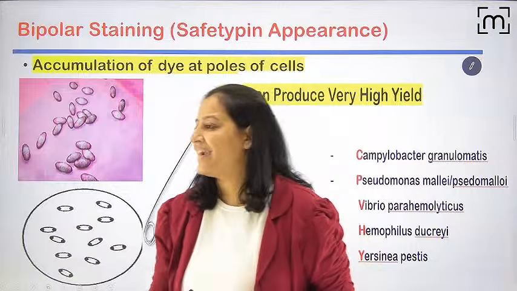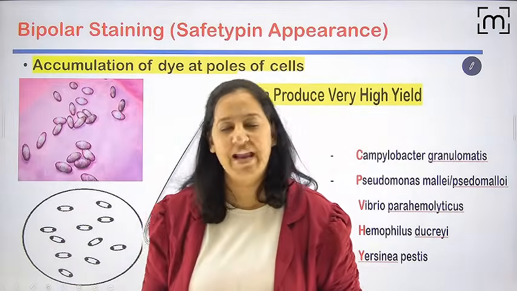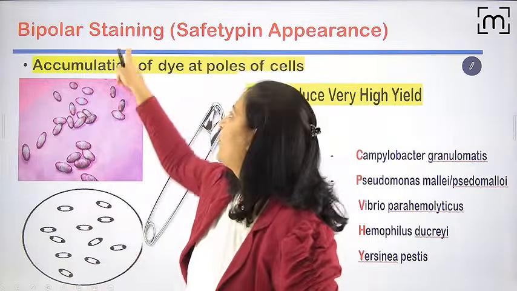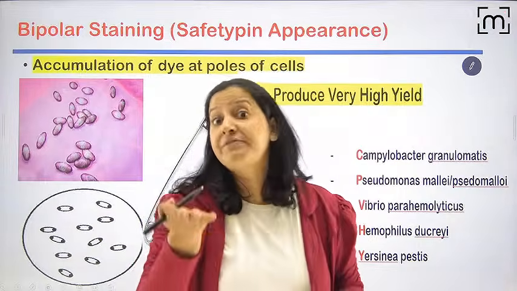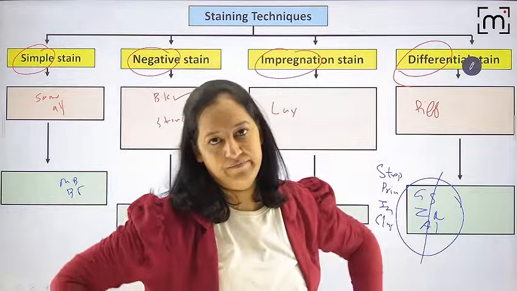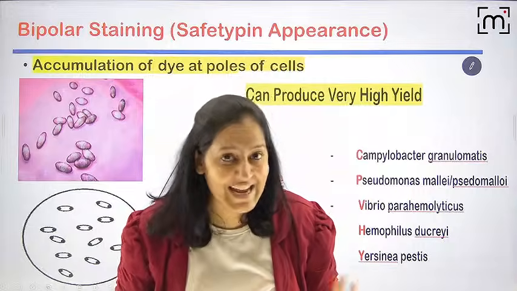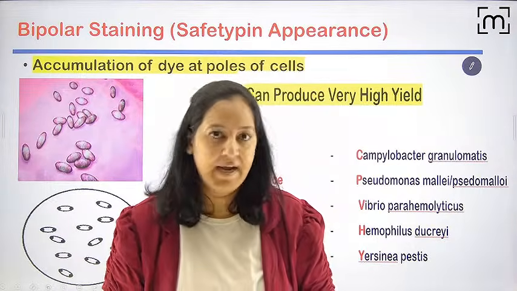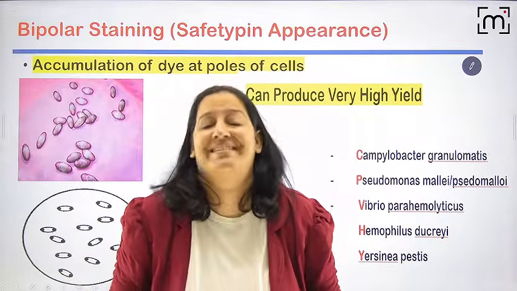Okay. Now before I end staining and start the next topic, I would like to tell you one last thing. Bipolar stain. You will say, ma'am, is it the 5th type of stain? No, it is not. If it was a 5th type of stain, I must have added it. No? I have not added. It is not a stain. It is a pattern of stain. It is not a type of stain. It is a pattern of staining. You will say, ma'am, what do you mean by pattern of staining?